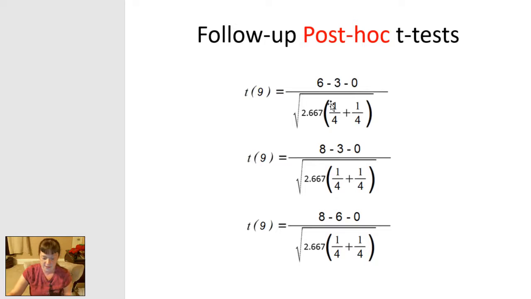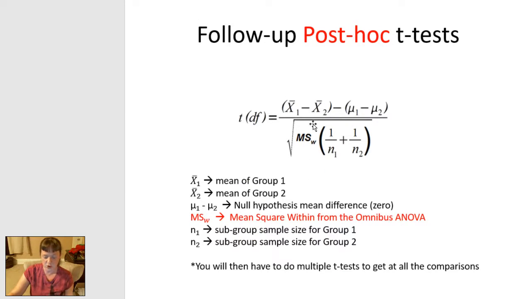And notice, we have 9 degrees of freedom, because for your follow-up t-test, oftentimes you use n minus g degrees of freedom. You use your error degrees of freedom, your within degrees of freedom, to look up a critical T. But I'll go over that in a second. So this is how you set up those follow-up t-tests. It's just like an independent samples t-test. The only difference is you use mean square within instead of pooled variance.